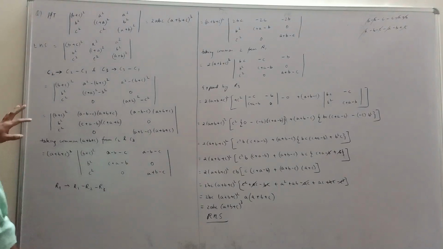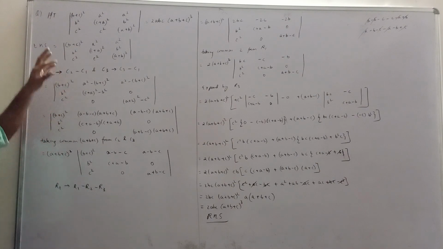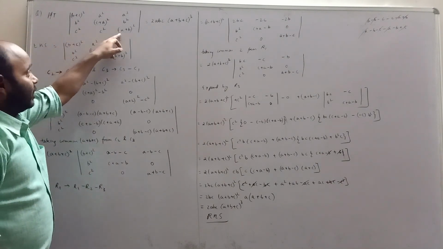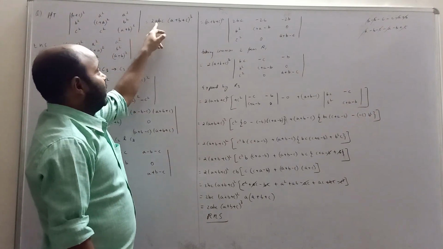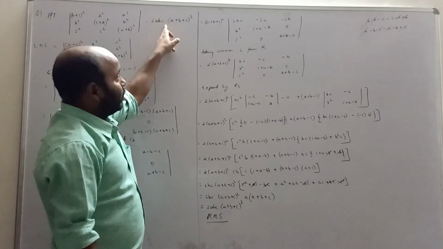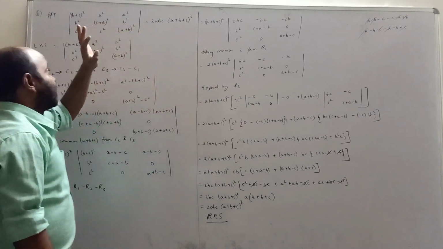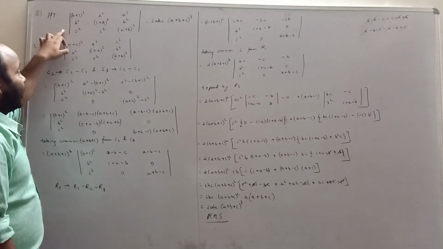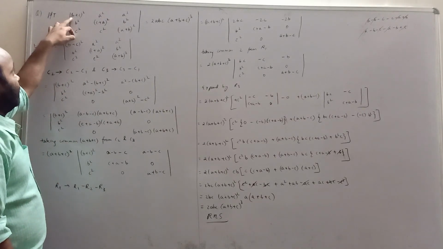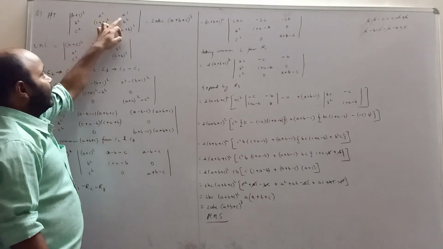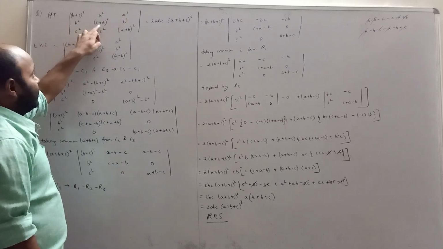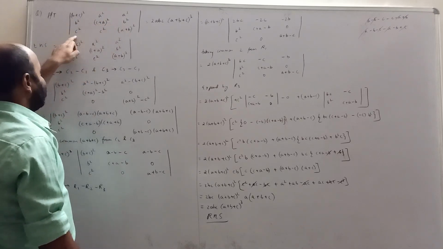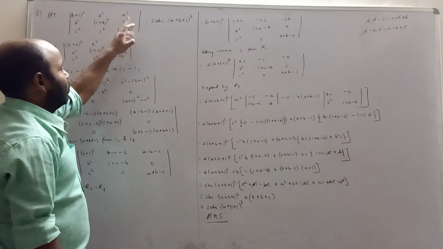Okay, now the next question. The question is prove that this determinant is equal to 2abc(a + b + c)^3. Now the terms inside the determinant, I am reading it. First row: (b + c)^2, b^2, ... (c + a)^2, b^2, c^2, (a + b)^2.